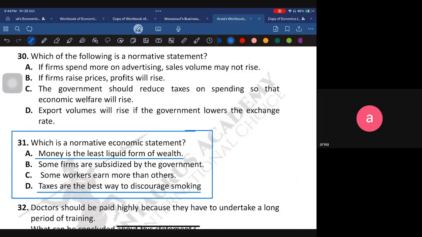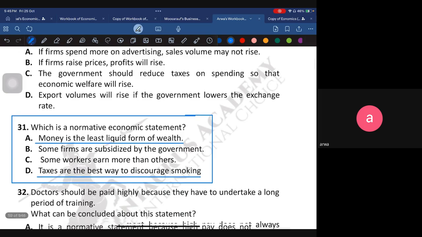Positive statements are usually simpler, easier. But when you say the normative statement, you have to see whether it feels like an opinion or not. And to do that, one strategy is to just read that sentence once or twice, like: money is the least liquid form of wealth. Taxes are the best way to discourage smoking. So that the sentence itself might sometimes give you a feel that this seems to be more of an opinion rather than a fact. So that is one way of doing it.